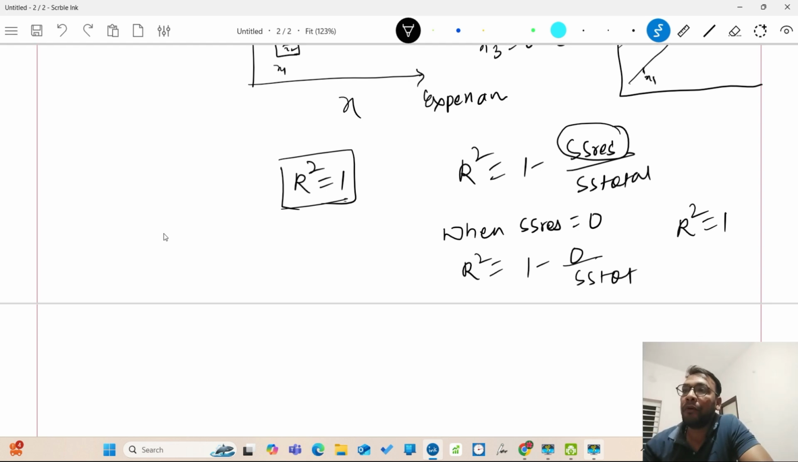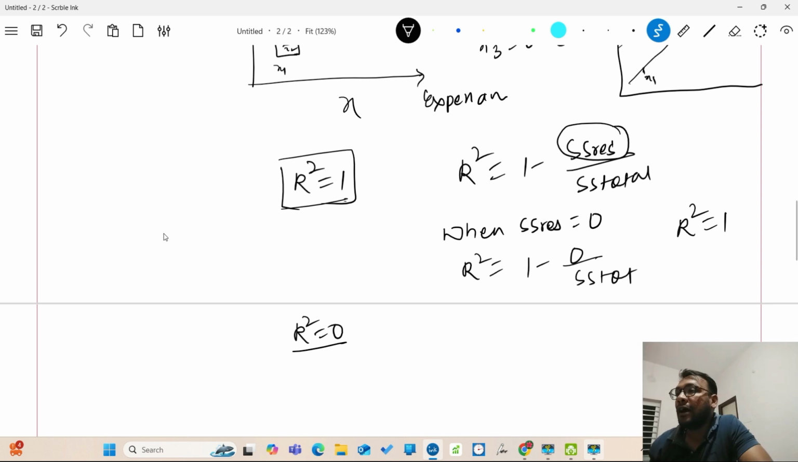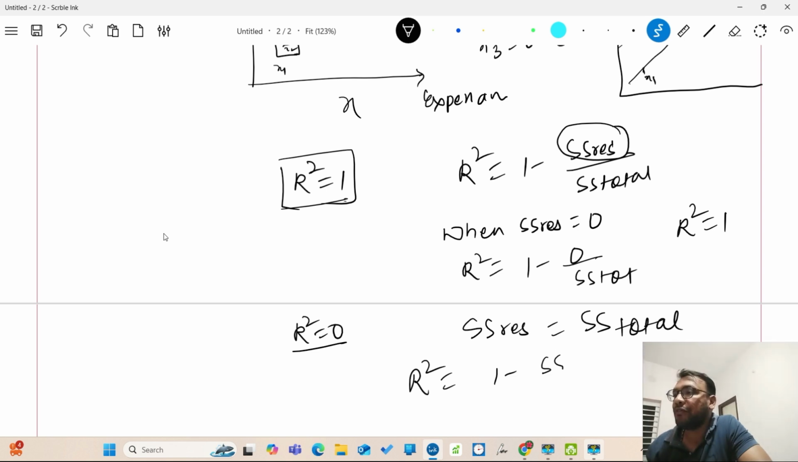Now another condition: what is the worst value of r square? That is simply 0. When the sum of residuals is equal to the sum of totals, when both values are equal, then r square is equal to 0. R square is 1 minus sum of residuals over sum of residuals; when you cancel out, it is 1 minus 1, that is 0. So r square is equal to 0.